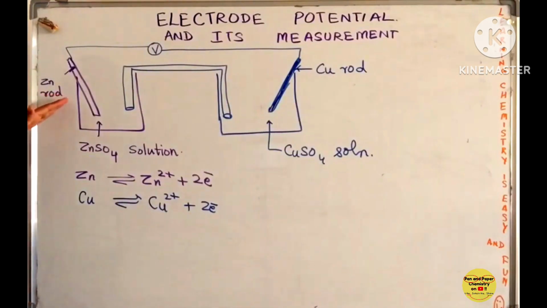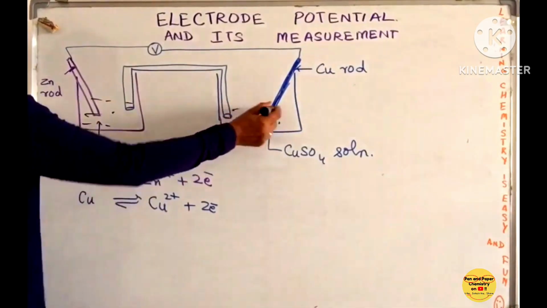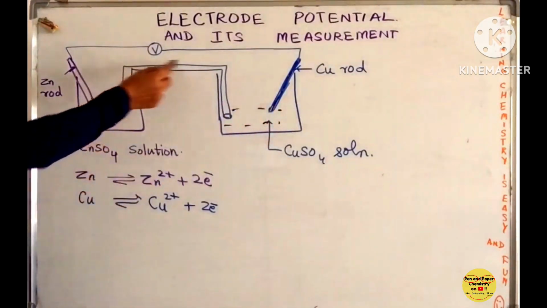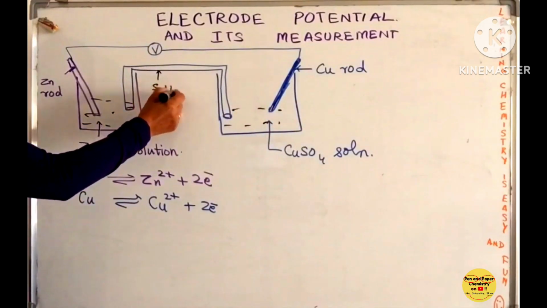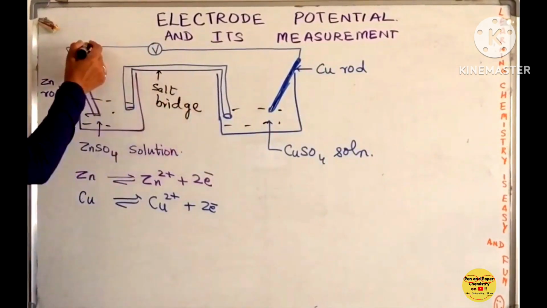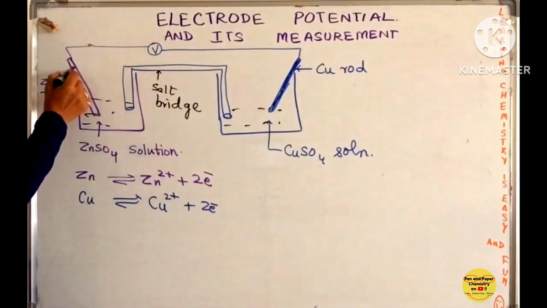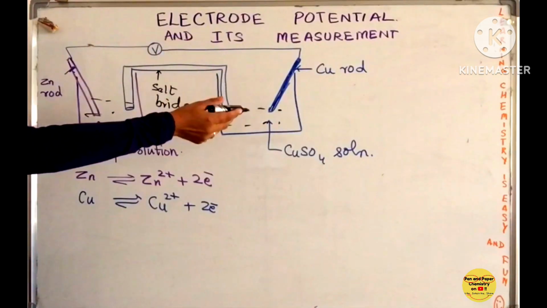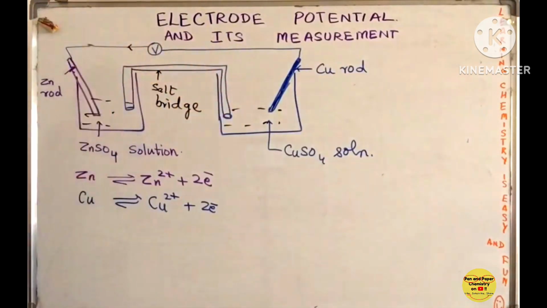We had a zinc rod dipped in a solution of zinc sulfate, a copper rod dipped in a solution of copper sulfate. The two parts are connected by what we call a salt bridge, and outside the current is flowing through a conducting wire. The electrons flow from zinc to copper and current flows from copper to zinc.